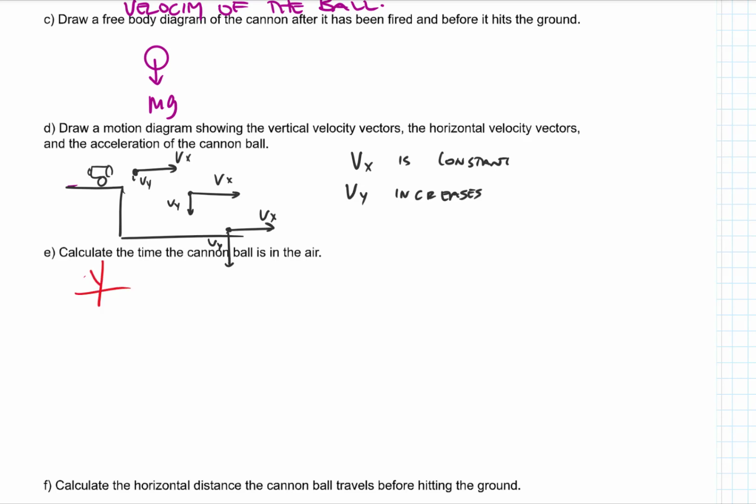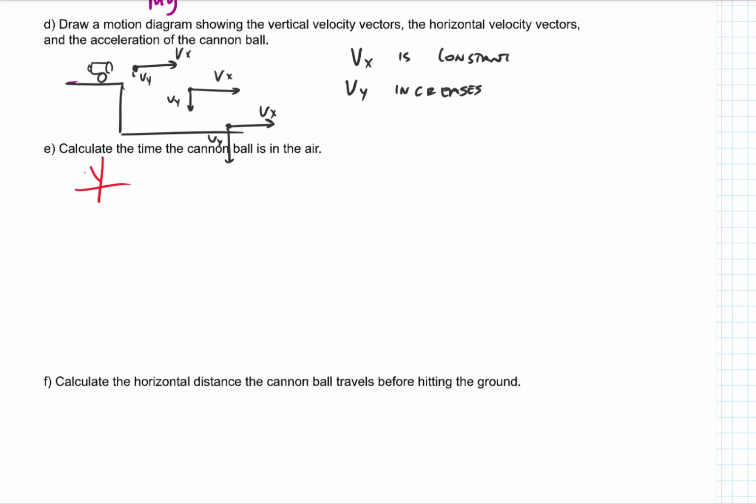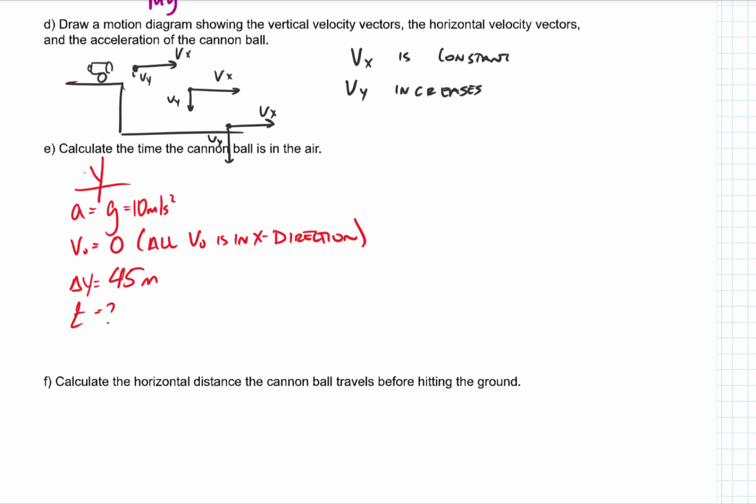So we want to calculate the time that the cannonball is in the air. That's only concerned with the y information. If we look at our y information and list out our knowns, we know that the acceleration is gravity, and it's just 10 meters per second squared. We know that the initial velocity is 0. All of my initial velocity is in the x direction, not in the y direction. We're only concerned about the y direction. And then the delta y is 45 meters. I want to know the time.